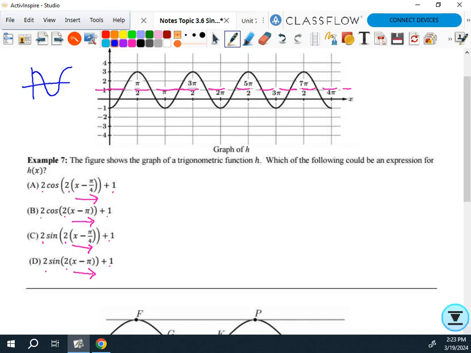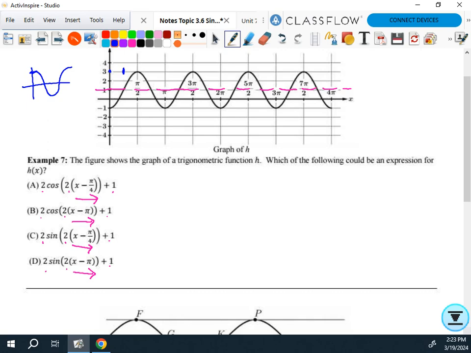So if I am starting on cosine, before I shift left or right, I am going to start up from the midline, whatever A is, in this case 2. So basically, here's my midline. I would start right here, but then I'm supposed to shift to the right pi fourths. When I do, I end up right here. Is that even touching my graph? No, then that can't be the right one. You with me on that?